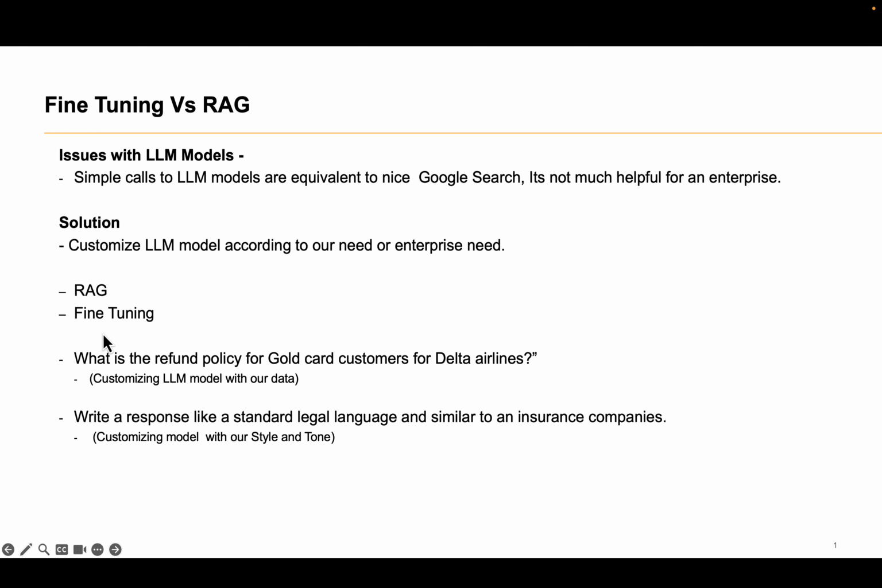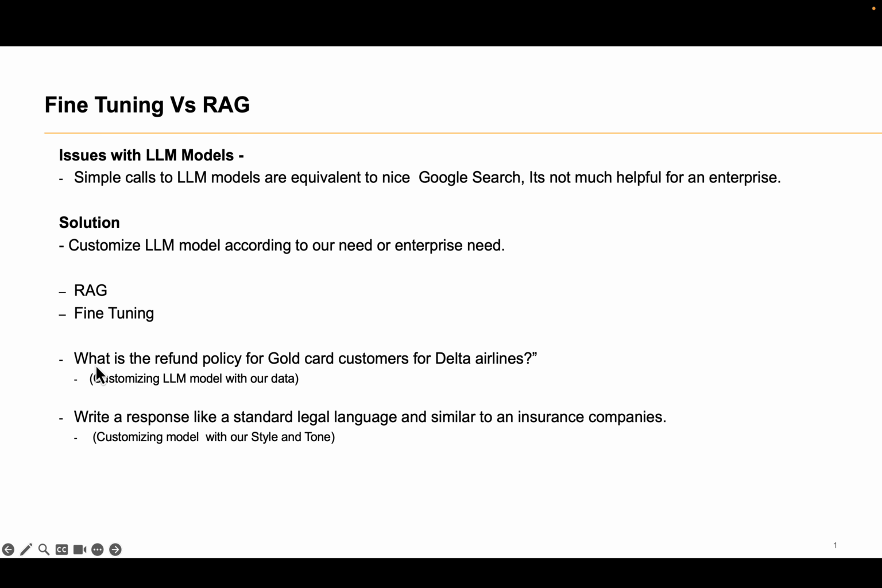There are two techniques by which you can customize an LLM model according to your need. The first technique is RAG, Retrieval Augmented Generation, and the second technique is fine-tuning. We will see these two techniques in detail. Let's understand them via two questions.